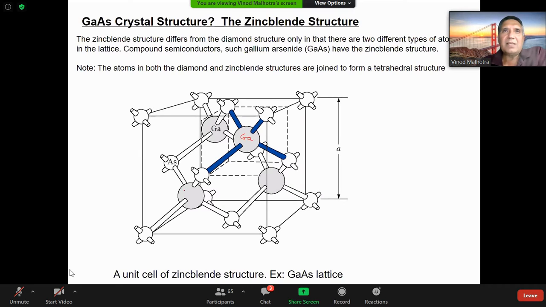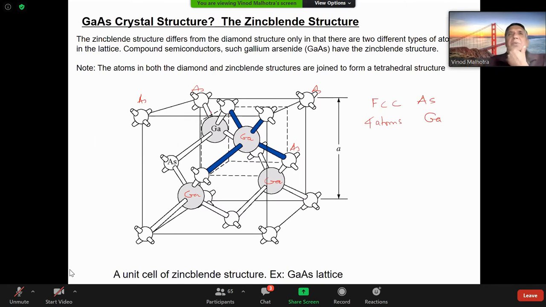So if this is gallium, this is gallium, this is also gallium, and this is gallium. And the rest are arsenic. So this is all arsenic, the white ones. Okay? So all of these are arsenic. So gallium, gallium, gallium, gallium, these are the interior atoms, and the face-centered atoms are all arsenic. So I would say face-centered atoms are arsenic, and the 4 additional atoms inside are gallium.